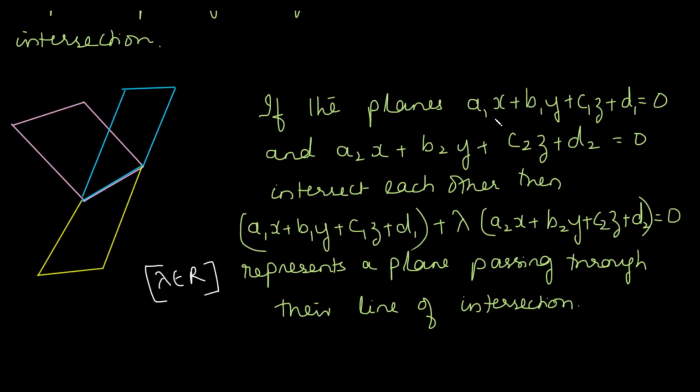That is, if the planes are a1x plus b1y plus c1z plus d1 is equal to 0, and the other plane is a2x plus b2y plus c2z plus d2 is equal to 0, and if both these planes intersect each other, then the equation of the resulting plane which passes through their line of intersection is given by a1x plus b1y plus c1z plus d1 plus lambda times (a2x plus b2y plus c2z plus d2) is equal to 0, where lambda is any real number.